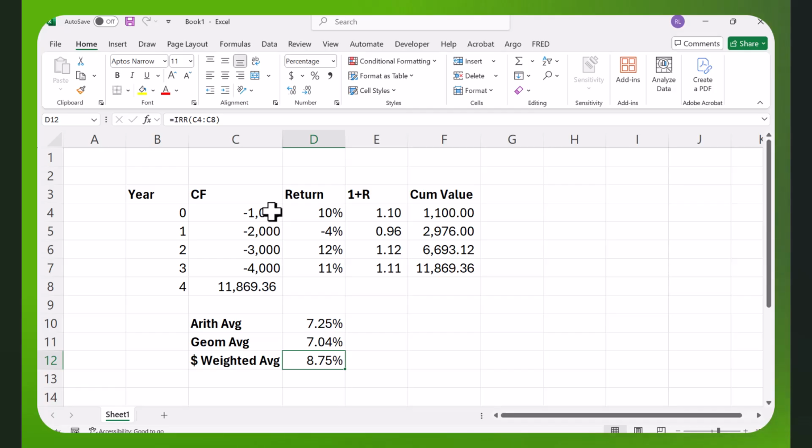Dollar weighted average is done by figuring out the final dollar value of the portfolio and then finding the internal rate of return, whereas calculating the arithmetic average is just averaging these numbers, and calculating the geometric average return is just adding 1 to all of these and calculating the geometric average.